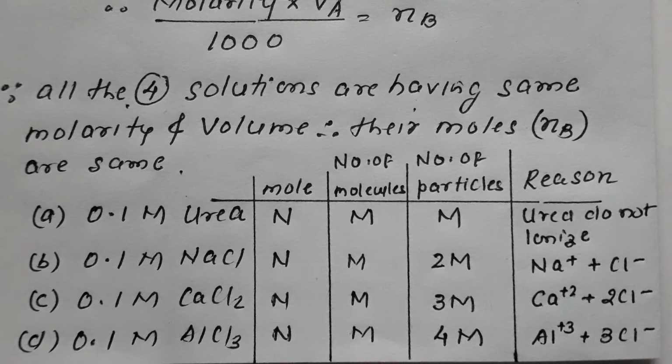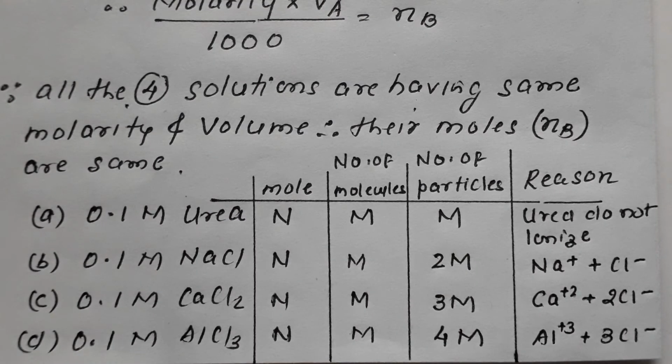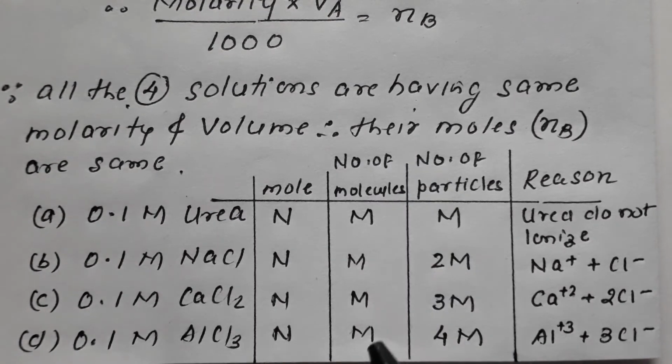Now we know that if moles are the same, based on Avogadro's principle, if two substances have the same number of moles, then the number of particles they possess will also be the same. So since all the four have the same moles, all of them have the same number of molecules.